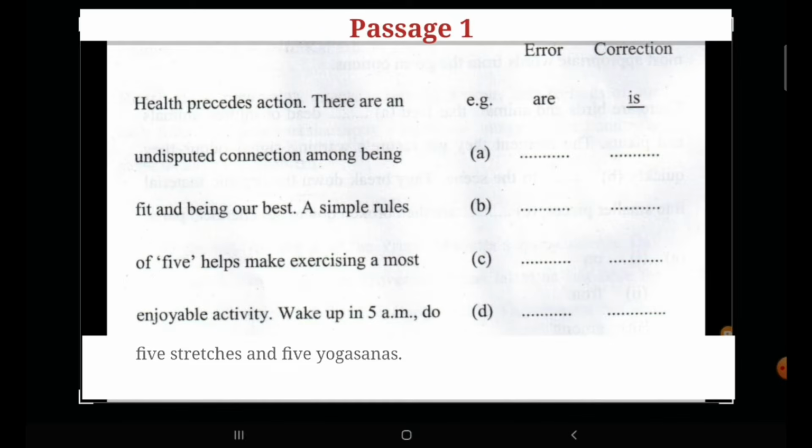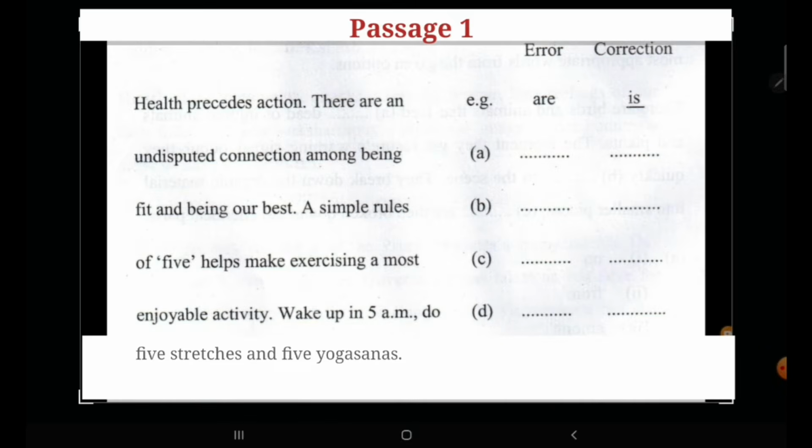So in the error column we'll write the wrong word, and in the correction column we'll write the correct word. But before we start solving this, let's first read the entire passage and know its complete meaning. Let's start. Health precedes action. There are an undisputed connection among being fit and being our best. A simple rules of 5 helps make exercising a most enjoyable activity. Wake up in 5 a.m., do 5 stretches and 5 yogasanas.